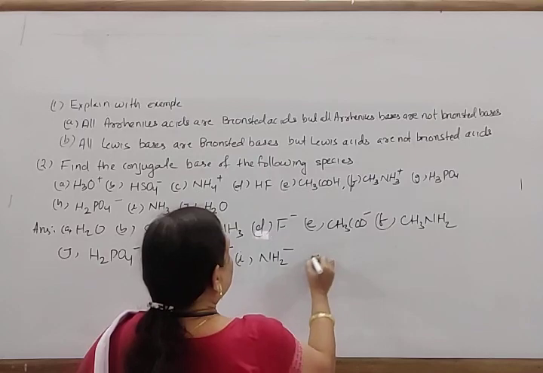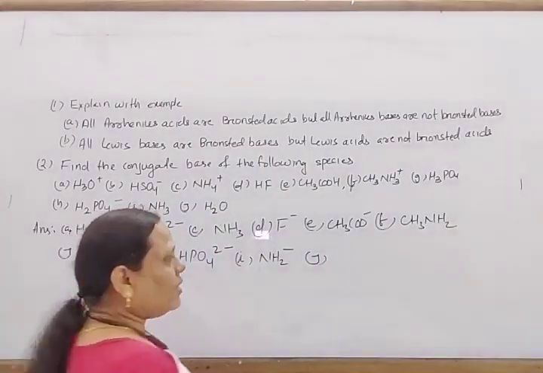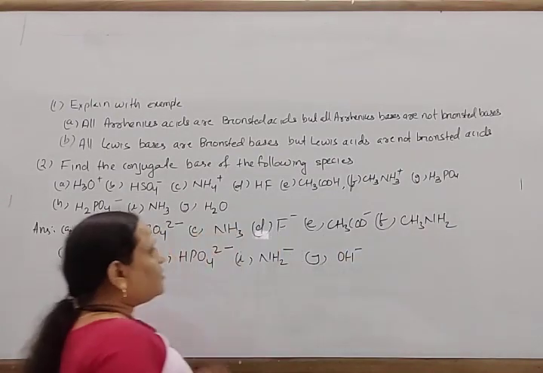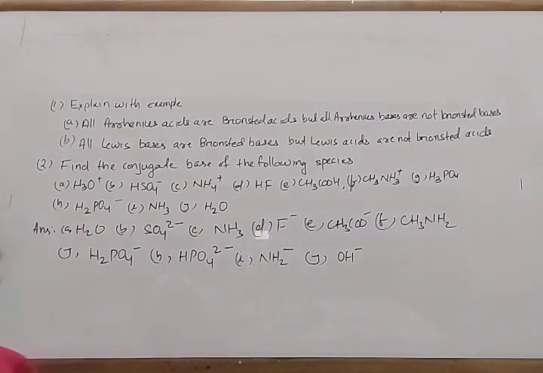Okay. Next, water is given. From it, remove one H plus ion and you get OH minus. So these are the conjugate bases of these bases. Okay. Next, come to question number 2.